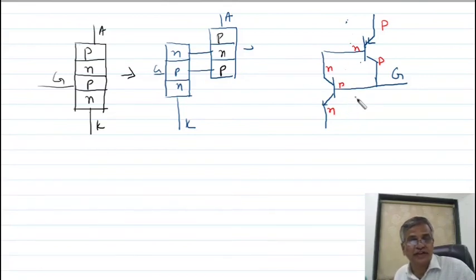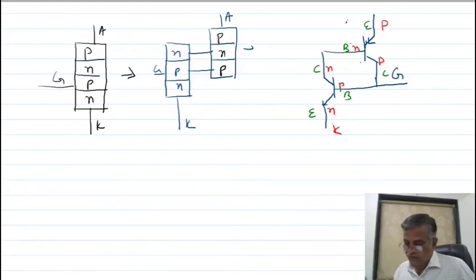Why does the gate lose control? What is the reason for this? See here, this is your cathode. Can you see? It's very clear. This PNPN can be represented by two transistors connected as shown in the figure. There is a PNP and an NPN. This is emitter, base, collector; emitter, base, collector.